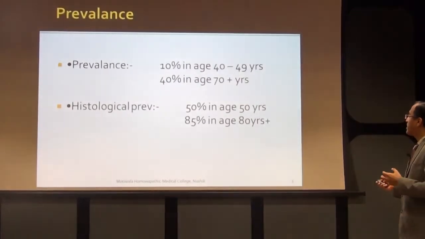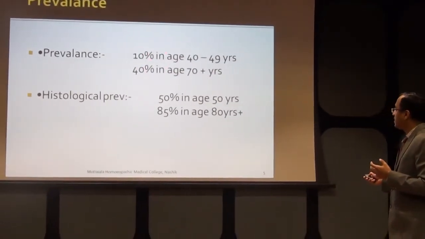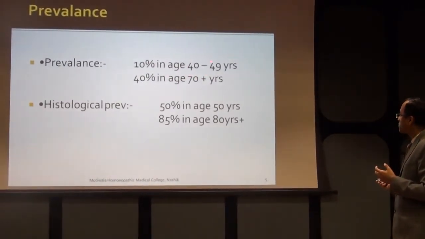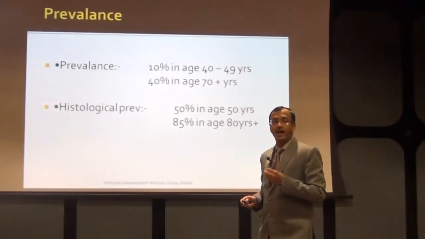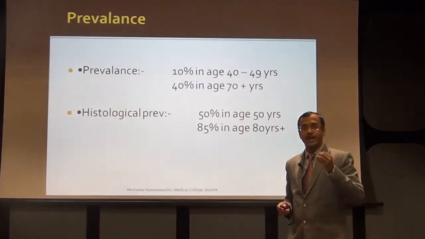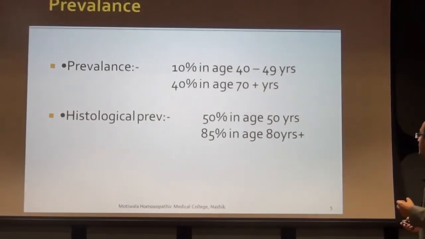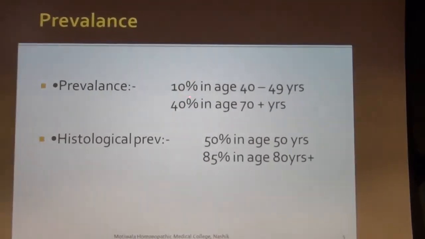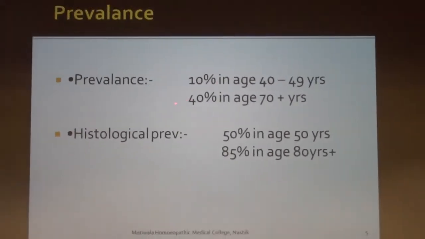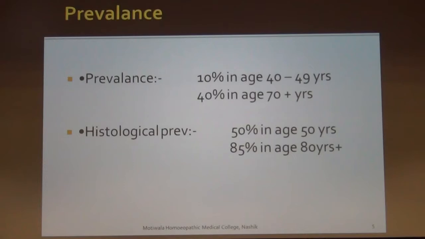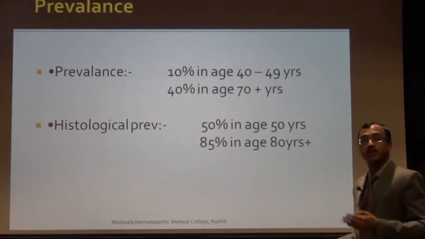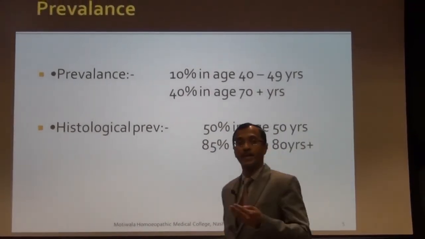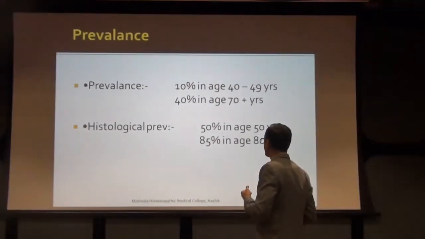And so it is a very common entity. You will find that 10% of people in the age group of 40 to 49 years are suffering from benign prostatic hypertrophy. And it is so common that 40 people out of 100 above the age of 70 years have to suffer from benign prostatic hypertrophy.